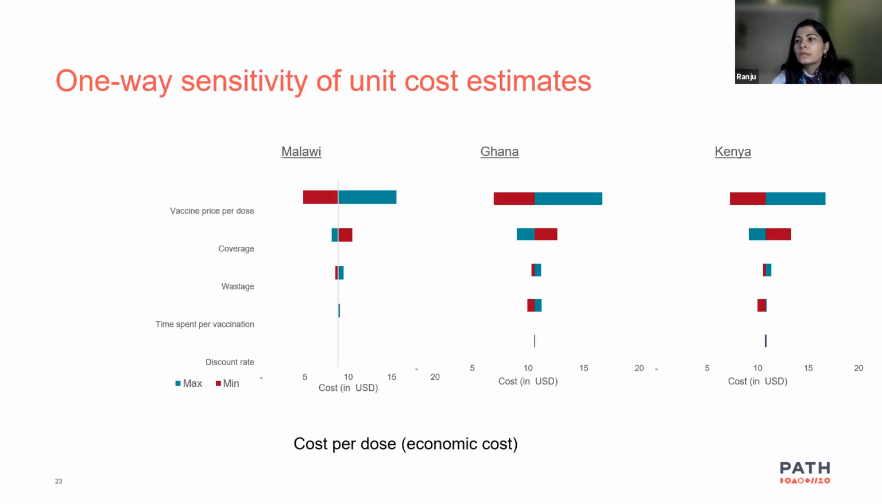Moving on. So in this slide, as I mentioned before, we also did some one-way sensitivity analysis to look at the cost estimate sensitivity with respect to the different input parameters. And this particularly is for the cost per dose for the economic cost estimates. And as you can see, the vaccine price per dose assumption and the coverage assumption are the major factors that lead to the sensitivity from parameter uncertainty. The other factors such as wastage and the discount rate had a relatively very small role in determining the unit cost estimates.